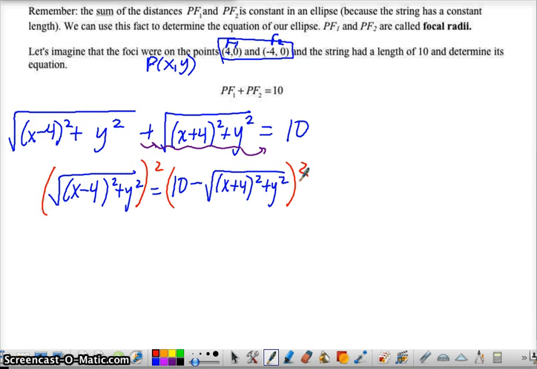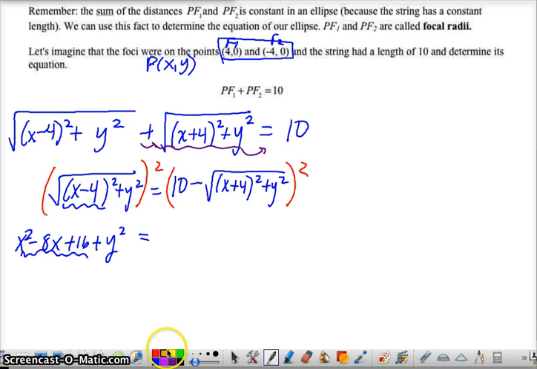Okay, the left-hand side squared, that's super easy. You just write what's underneath the radical. So it's (x minus 4) squared plus y squared equals. Now actually, to save some space, I'm going to go ahead and FOIL the (x minus 4) squared. So that becomes x squared minus 8x plus 16. Right, so this became this right here, and then plus y squared.